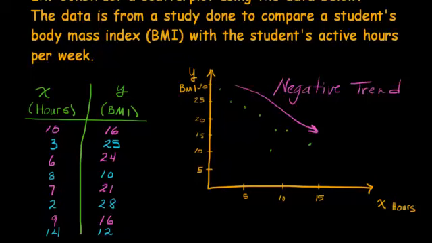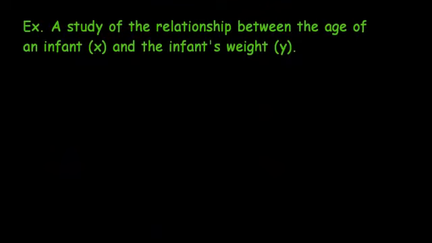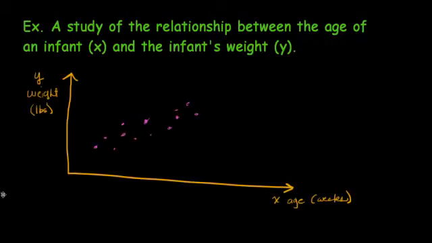Let's look at another example. In this one, we have a study of the relationship between the age of an infant, that will be our X or horizontal axis, and the infant's weight. I don't have all that data this time. We just want to see how that plot would look. So age is along the X-axis and weight is along the Y-axis.